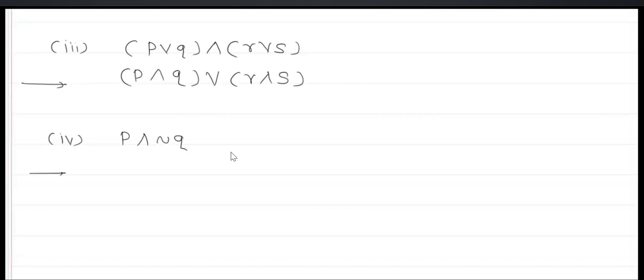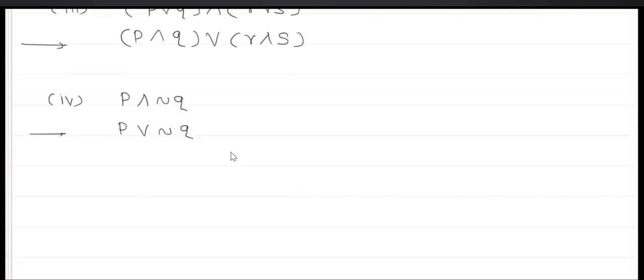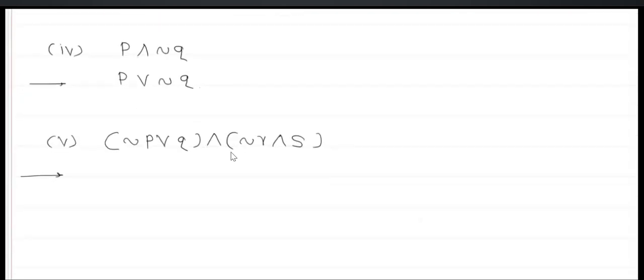Now here P or negation Q. Next is the fifth one. Negation of P or Q and negation of R and S. This is and, and again or, S.